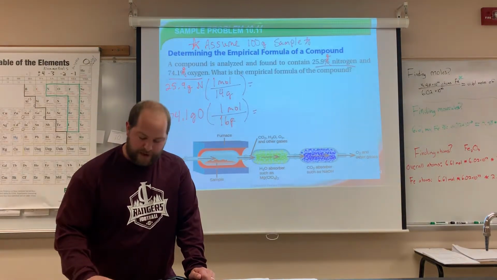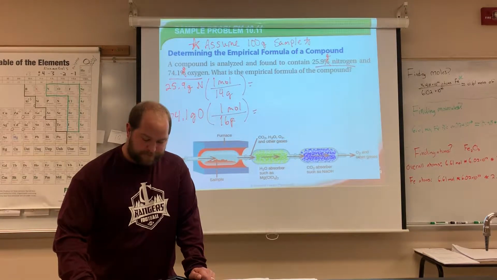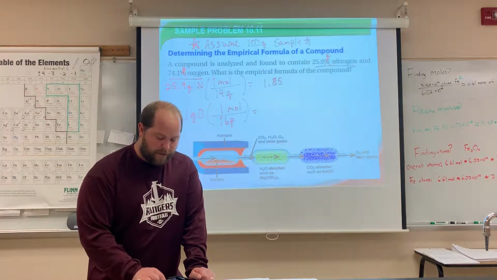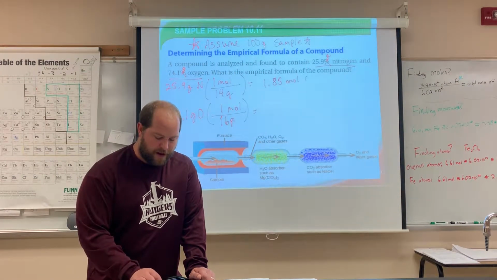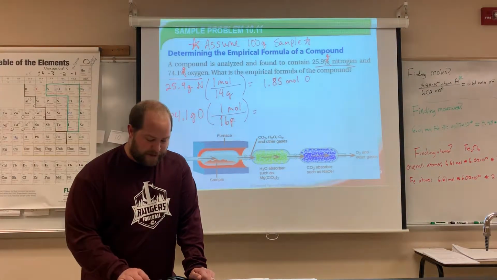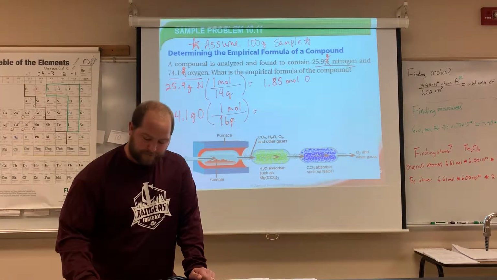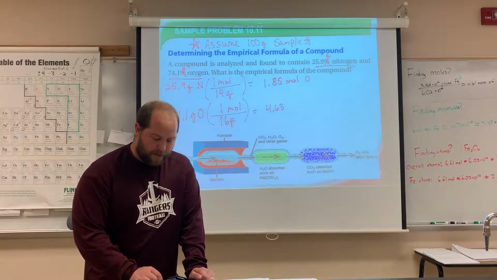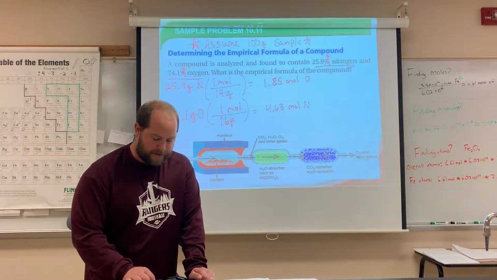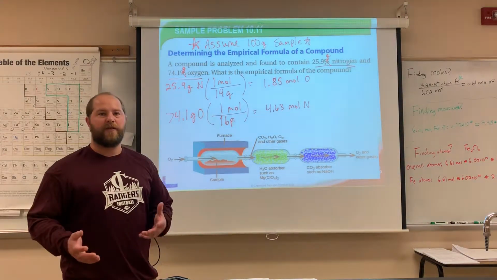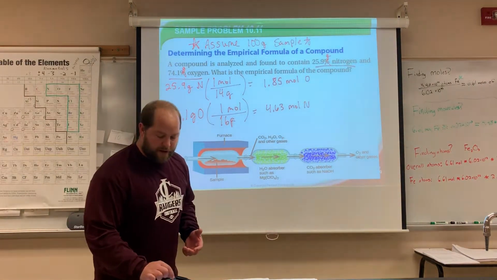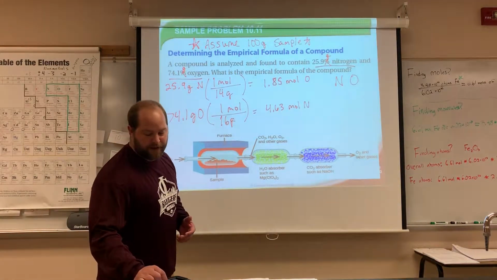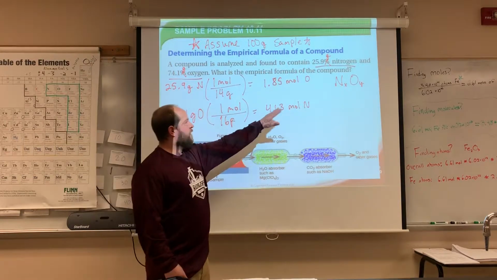All right, so we'll figure out how many moles we have. In that sample, we're going to have 1.85 moles of oxygen. In that same sample, we are going to have 4.63 moles of nitrogen. So the end goal here is to figure out the empirical formula of this compound. What we're trying to do is figure out X and Y, those subscripts.